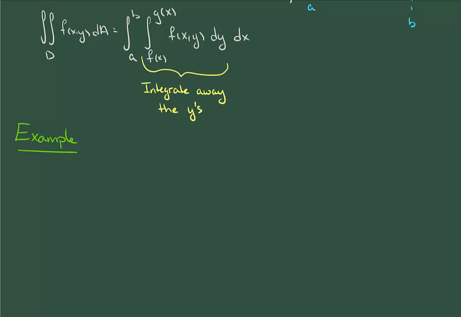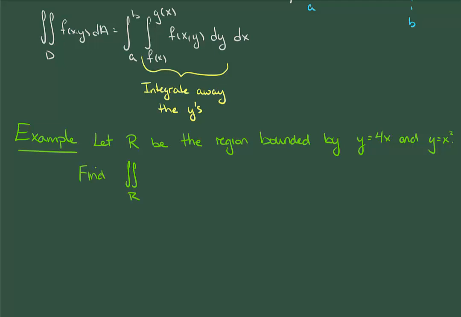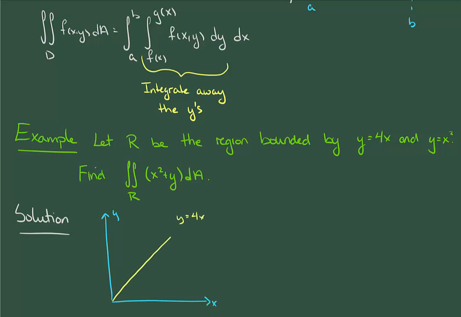Let's do an example this time. Let's take R to be the region bounded by, say, 4x and x squared. And let's find the integral of x squared plus y. I'm going to start by sketching this thing out for you. Okay, so we're integrating over this space.